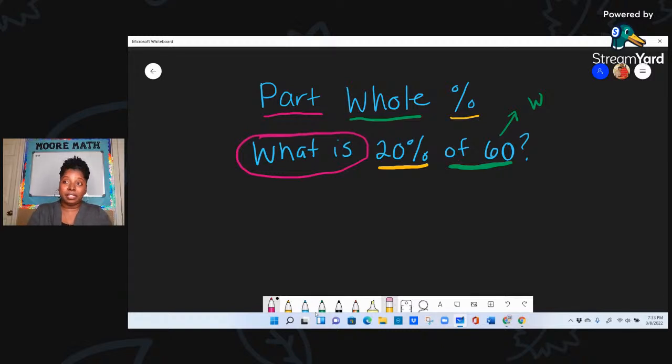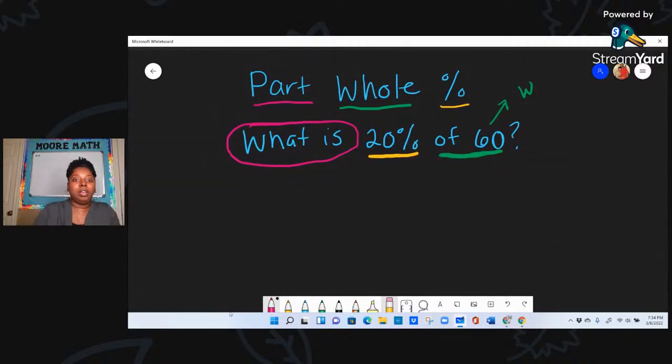There's two ways to solve this. You could either do a proportion or you can do an equation. Now, my students love proportions. Okay, but I'm going to show you both ways and then you can decide which way you like best. Okay, so what is 20% of 60? So let's follow the words. So here's the equation method.